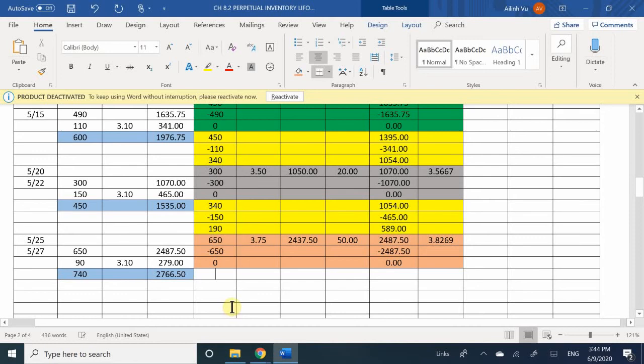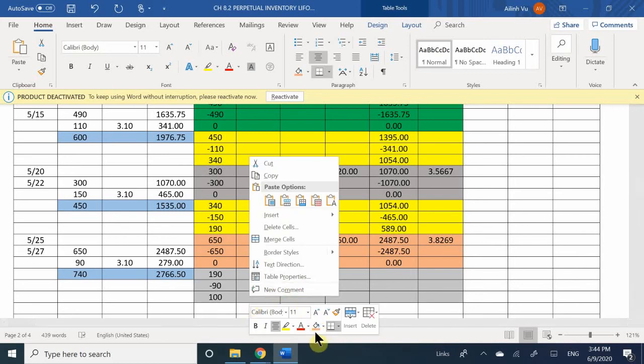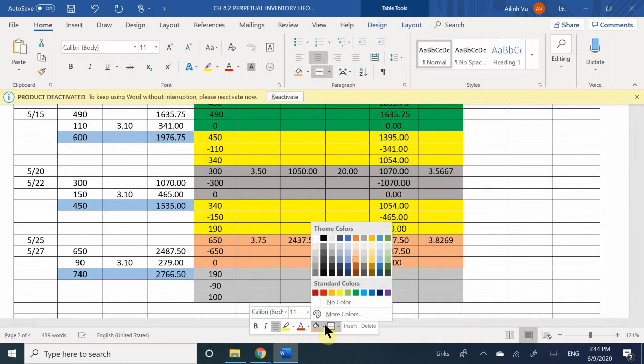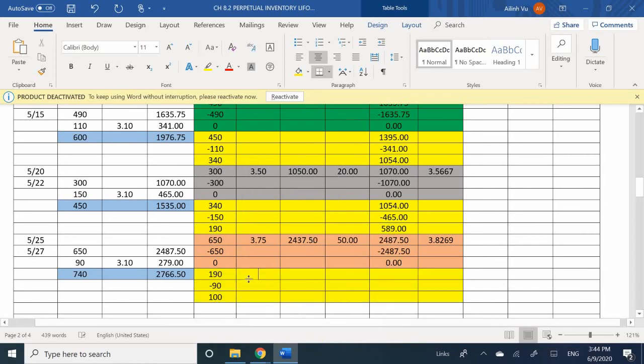And now that we have that information, we're going to take our 190, subtract 90 and get 100. And guess what? We reached the correct amount of ending inventory. It says that by the end of May we should have 100 units, and that's exactly where we got. So from this table, it cost us that much, and we're subtracting another 279. So what is our total now?